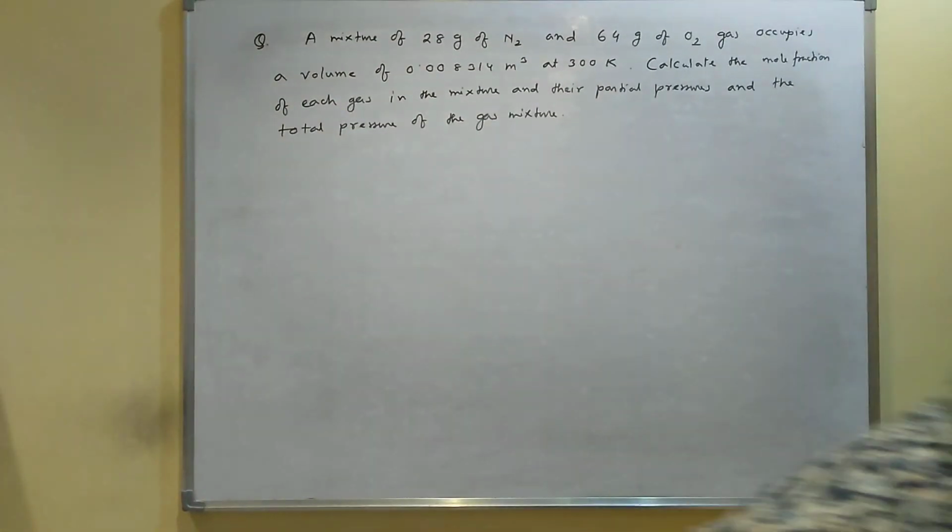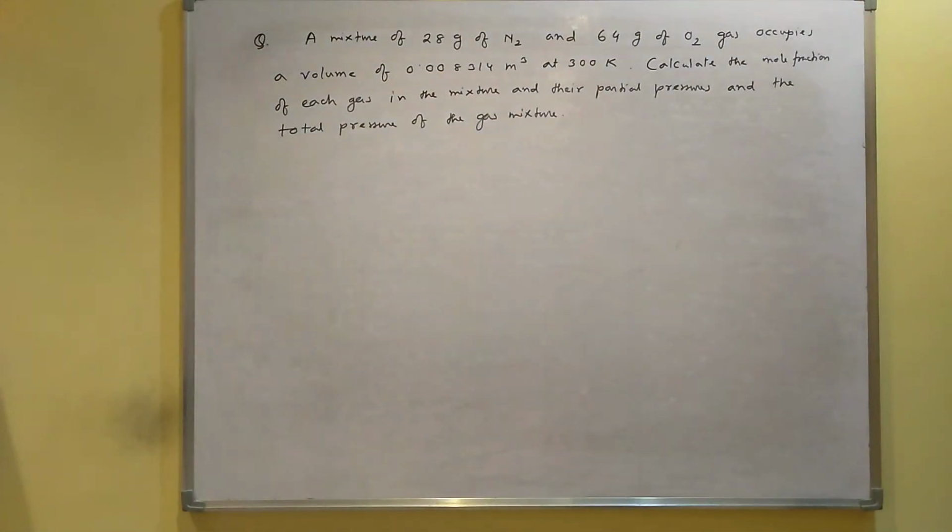A mixture of gas is present, 28 gram of nitrogen gas and 64 gram of oxygen gas, and this mixture contains a volume of 0.008314 meter cube. Temperature is given as 300 Kelvin. Now first we have to determine the mole fraction of nitrogen and oxygen gas, and their individual pressures, I mean the partial pressures, and the total pressure of the gas mixture.